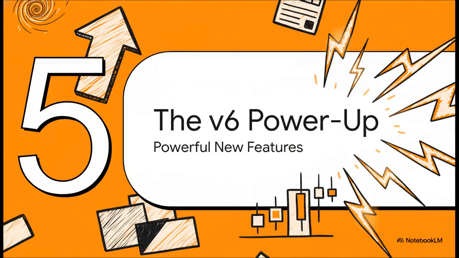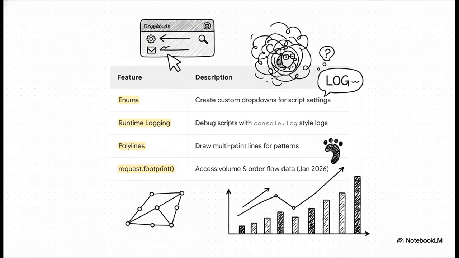Now, version 6 isn't just about making things safer and clear. It also came packed with some incredibly powerful new tools that open up a whole world of new possibilities. This is where things get really fun. With something called enums, you can create drop-down menus in your settings, so a user could choose between an SMA and an EMA, for example. Runtime logging is a lifesaver for finding bugs, but the really huge one is request.footprint. This gives you access to professional-grade order flow data right inside your script. That's a massive deal.